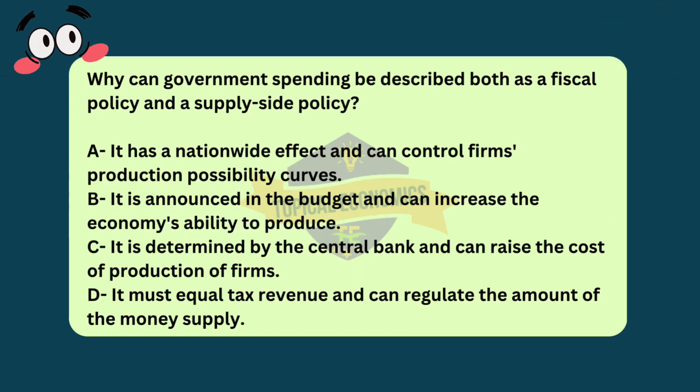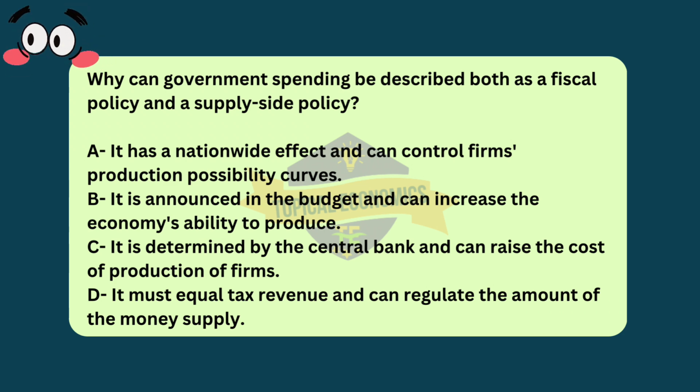Moving to question 17. Why can government spending be described both as a fiscal policy and a supply-side policy? A. It has a nationwide effect and can control firms' production possibility curves.